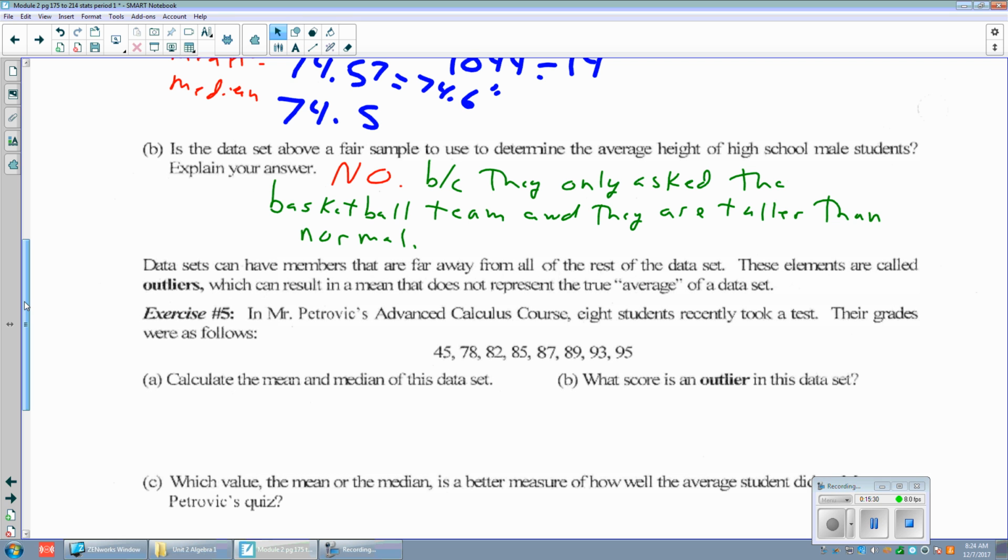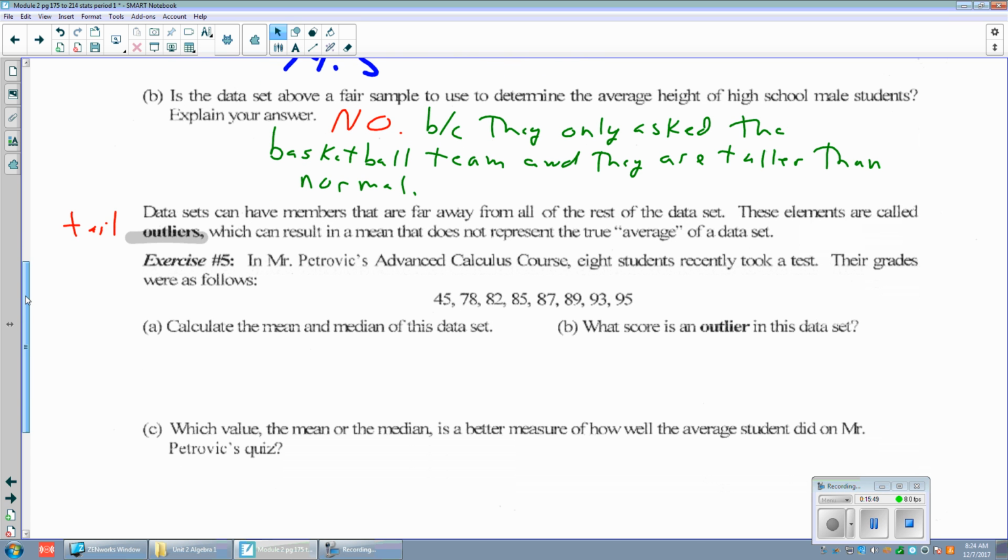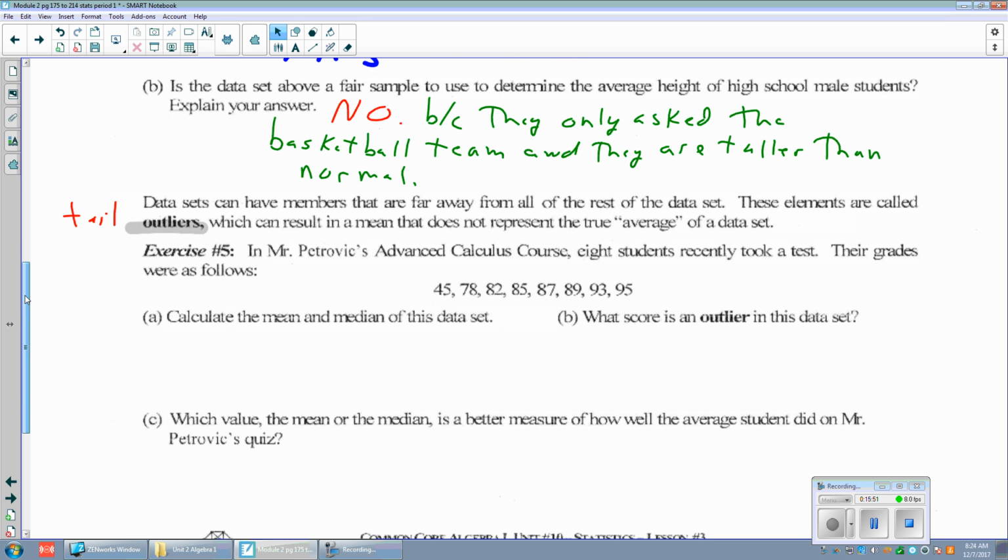Data sets can have members that are far away from all the rest of the data set, like the basketball team. These elements are called outliers. I already said that once. Outliers is kind of like the outside. It's like a tail, which can result in a mean that doesn't represent the true average of the data. So if there is a tail, if there's an outlier, we will always use the median.